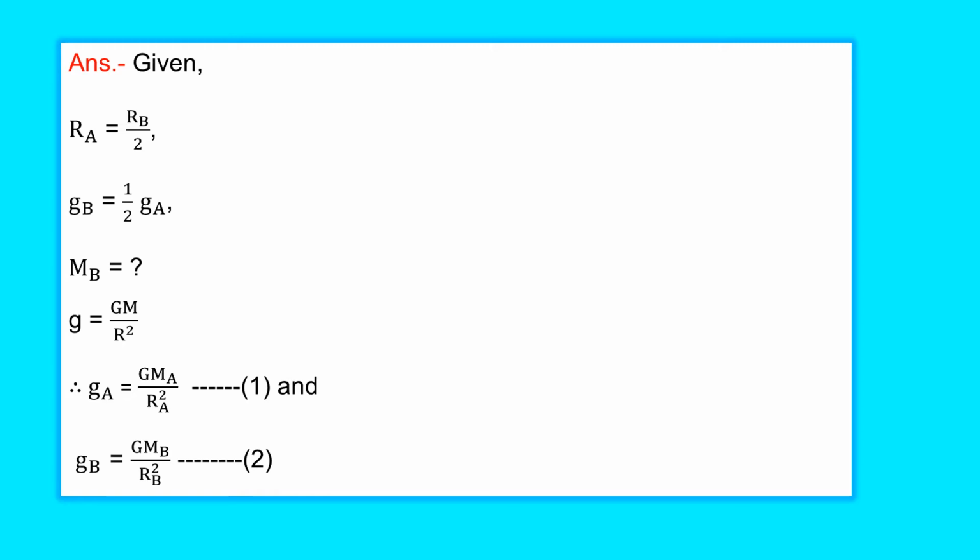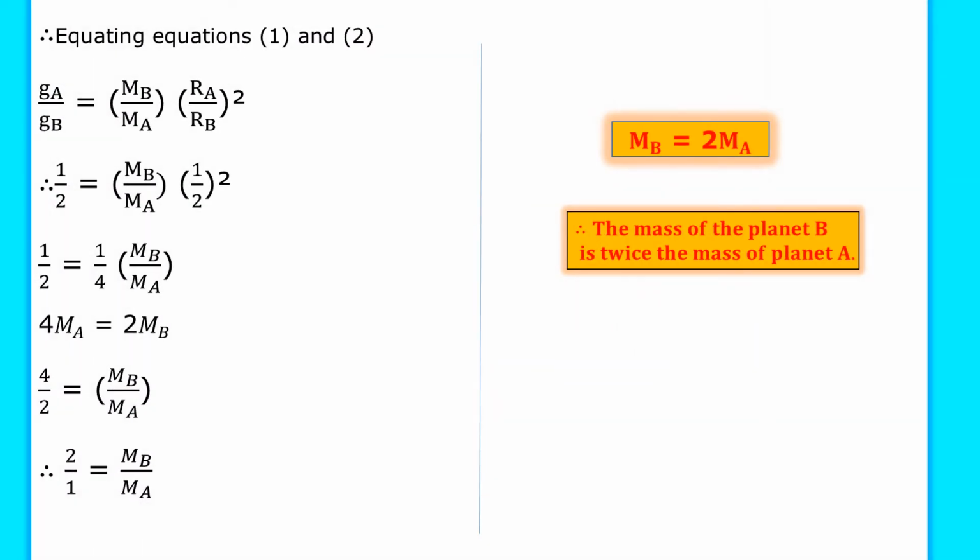Now we know, children, the formula for gravitational acceleration. g is equal to GM upon r square. Let us write this formula for both the planets. So therefore ga is equal to G into ma upon ra square, equation number 1, and gb is equal to G into mb upon rb square, this is equation number 2. Now dividing these equations 1 and 2, we will get ga upon gb is equal to, in one bracket, mb upon ma, in another bracket, ra upon rb, bracket square.